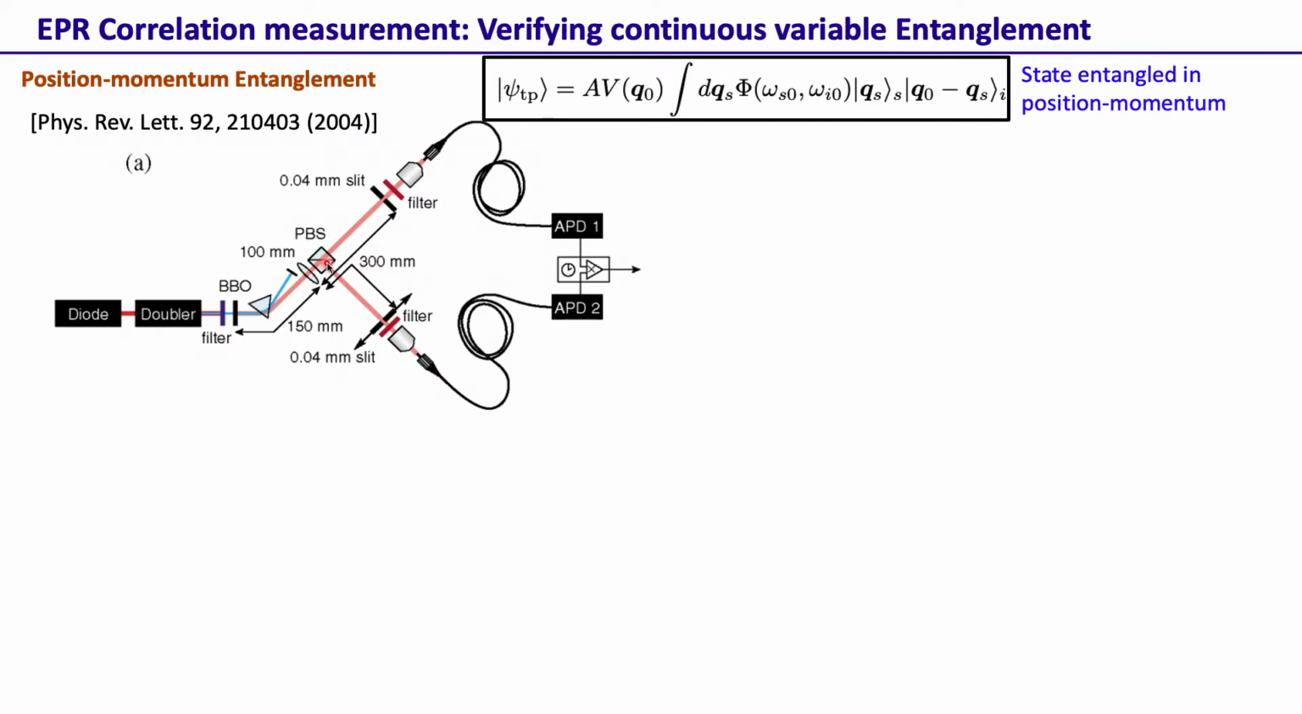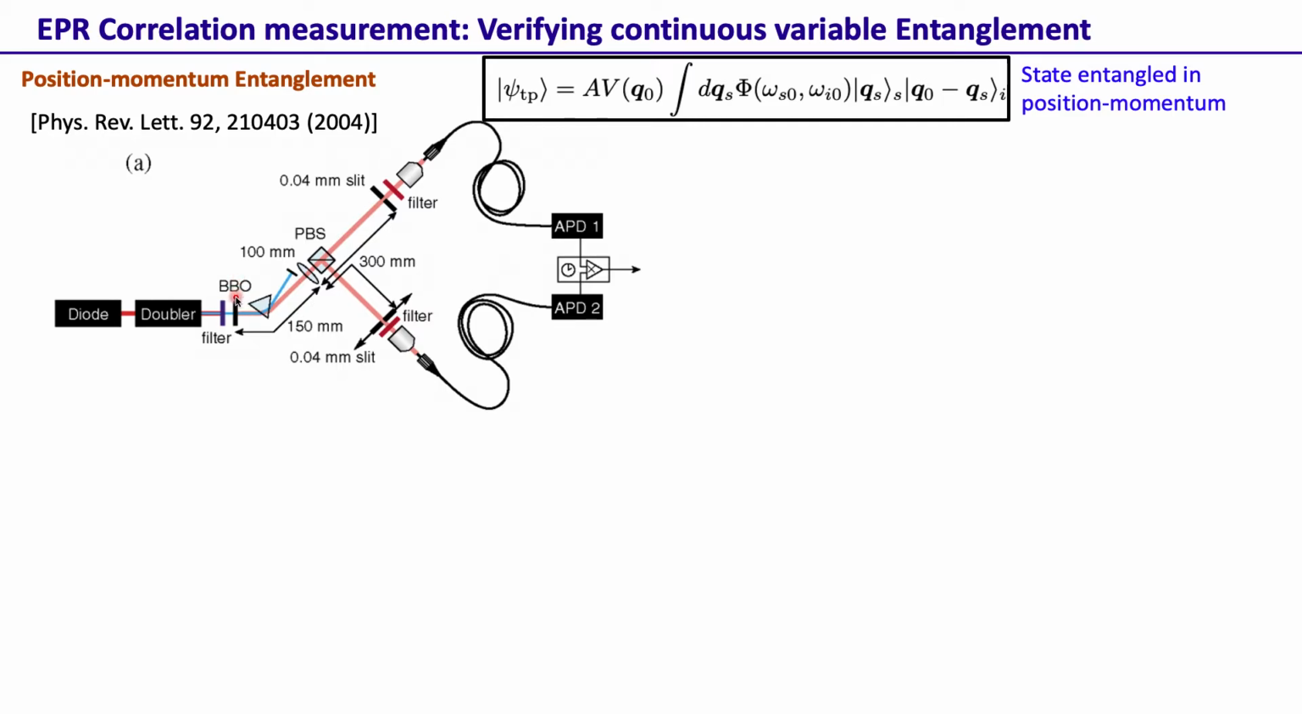Now signal and idler, since they have two different polarizations, so signal, if this is horizontally polarized and this is a polarizing beam splitter, if it goes this way, and idler, that would then be vertically polarized, it then goes this way. So signal goes this way, idler goes this way, and then we look at the correlation of these photons in the position and momentum basis.